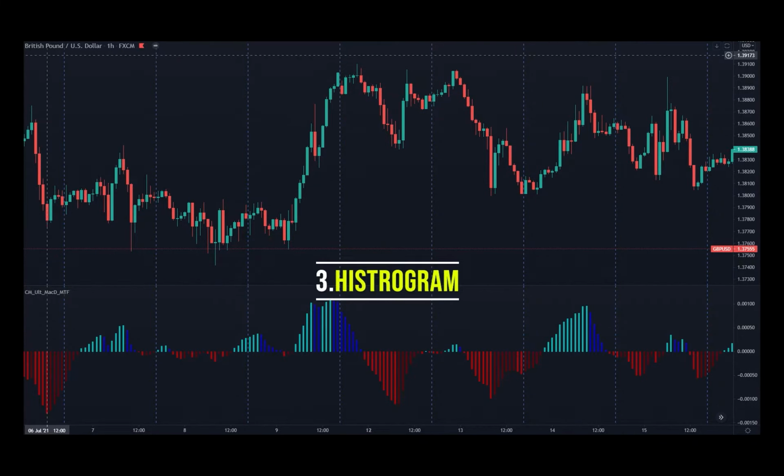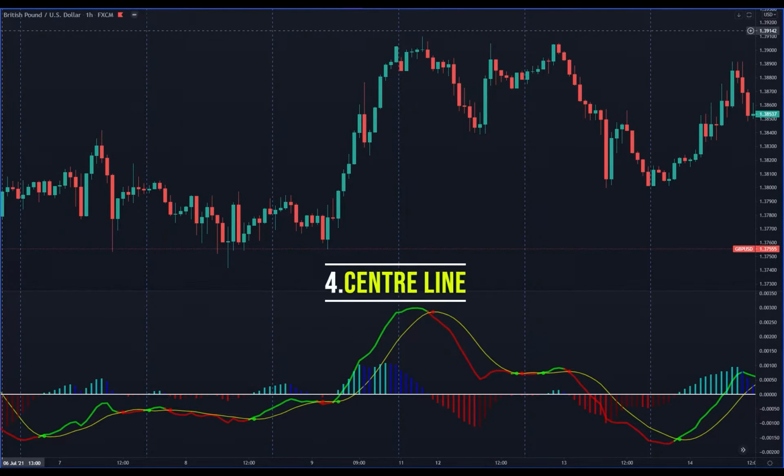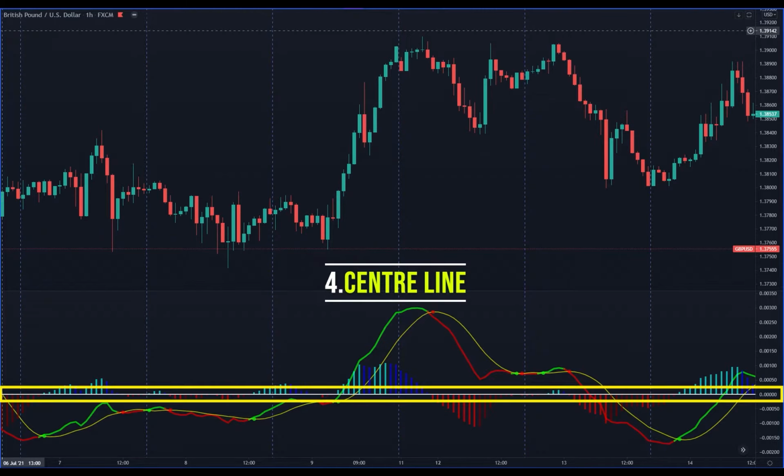Next, we have the histogram, which represents the difference between the MACD and signal line. For example, if the MACD line crosses above the signal line, the histogram will turn blue. If the MACD line crosses below the signal line, it will turn red. The gap between the MACD and signal line will represent a higher histogram. Finally, the fourth component is the zero line, which simply represents the center of the MACD indicator.